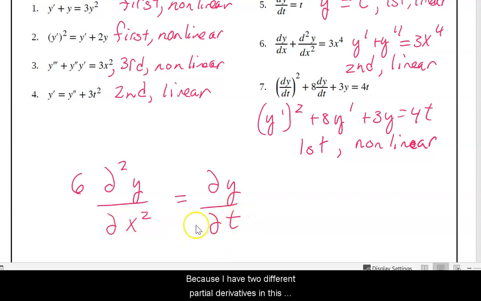Because I have two different partial derivatives in this equation, this is considered a partial differential equation, or a PDE. In this particular one, because I have the second derivative, it would be order 2. Because I don't have any of the derivatives raised to a power other than 1, and because none of the derivatives, partial derivatives in this case, are multiplied together or composed, then it is in fact linear.